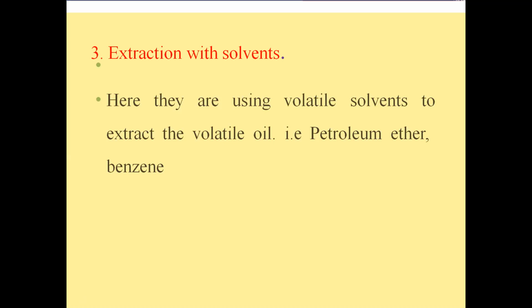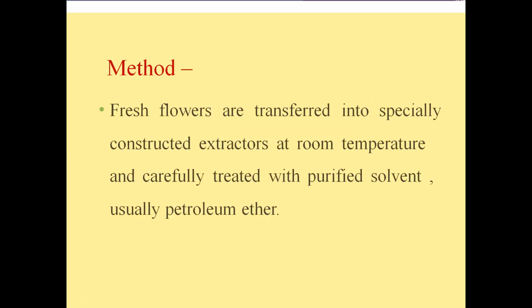Next is extraction with a solvent. They are using volatile solvents like pet ether and benzene to extract volatile oil. In this, fresh flowers are transferred into specially constructed extractors at room temperature, like a Clove extractor, and carefully treated with the purified solvent, usually pet ether. We can extract volatile oils with the pet ether.